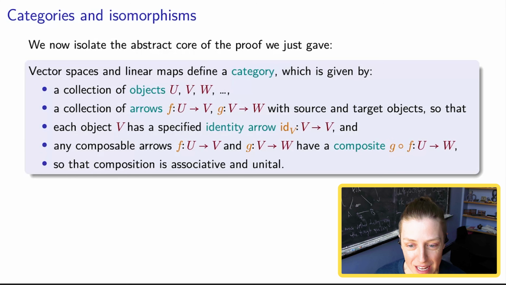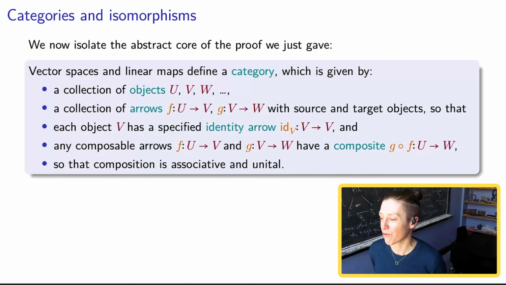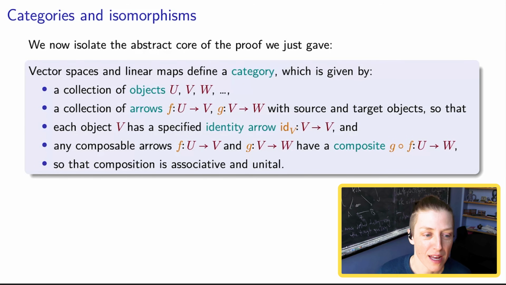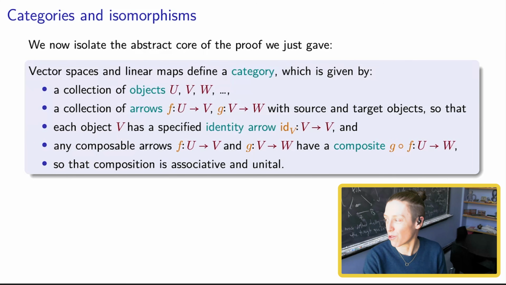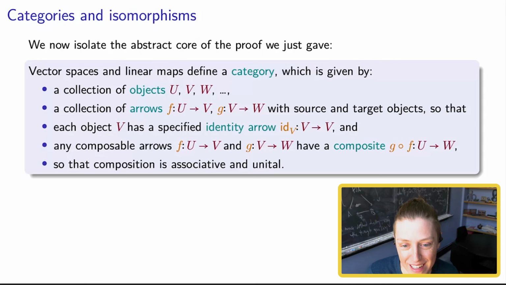So the vector space V has a special linear map from V to V that's called the identity. This is the linear function that sends each vector to itself. And then each composable pair of arrows, that's a linear map from U to V and a linear map from V to W, will have a specified composite arrow. So one of the important properties of linear maps is that they compose. If you compose the functions, that's again a linear map. This will give us a linear map from U to W. And then there are some axioms about the composition and identity. So composition is associative, meaning if you compose three linear maps, that's well-defined, and unital, meaning if you compose with an identity, it's as if you didn't compose anything at all. And that defines a category.